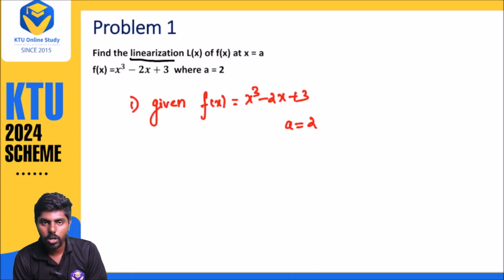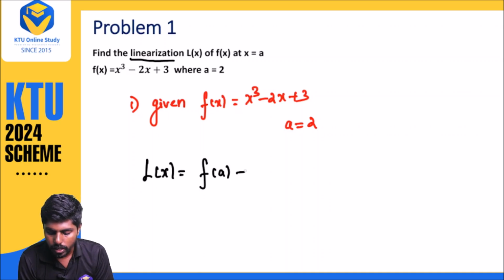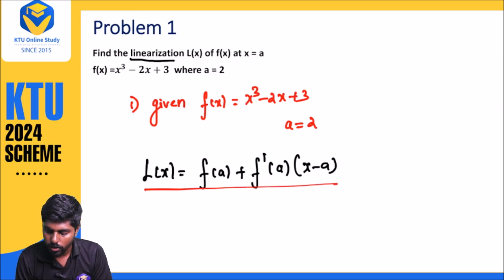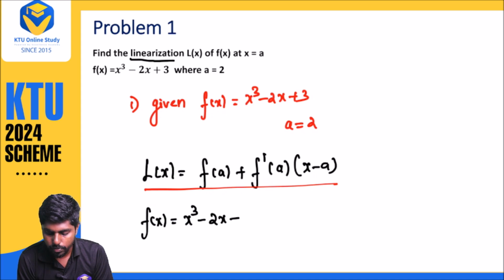So what have they asked? Linearization. So what should be in your mind? It should be the linearization formula: L of x is equal to f of a plus f dash of a into x minus a. Very easy formula, very easy to recollect. So what is f of a? What have they given for f of x? f of x is equal to x cube minus 2x plus 3.